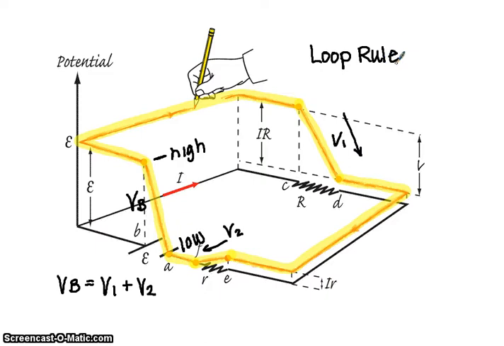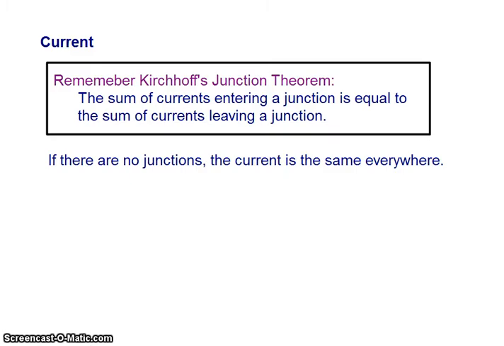And this is true around any closed loop. The sum of the ups equals the sum of the downs, because you have to end right back where you started. So that was dealing with the loop rule, which relates to potential difference. And here what we're looking at is the junction theorem, which relates to the current in a circuit.